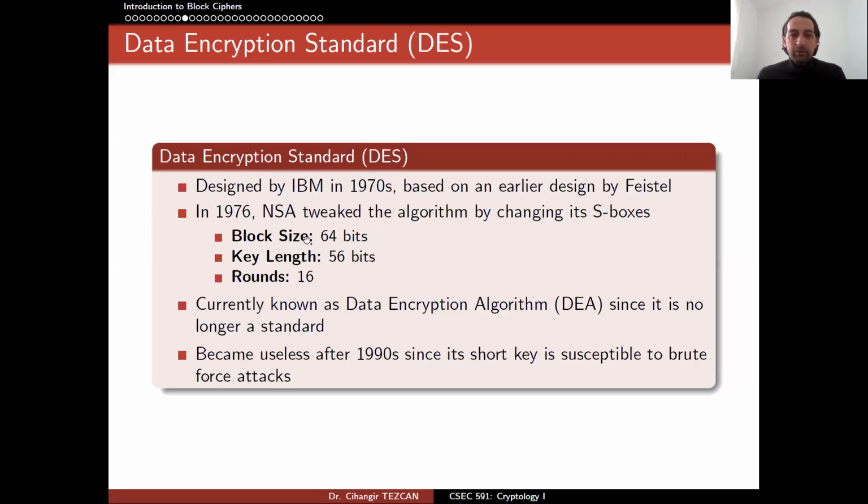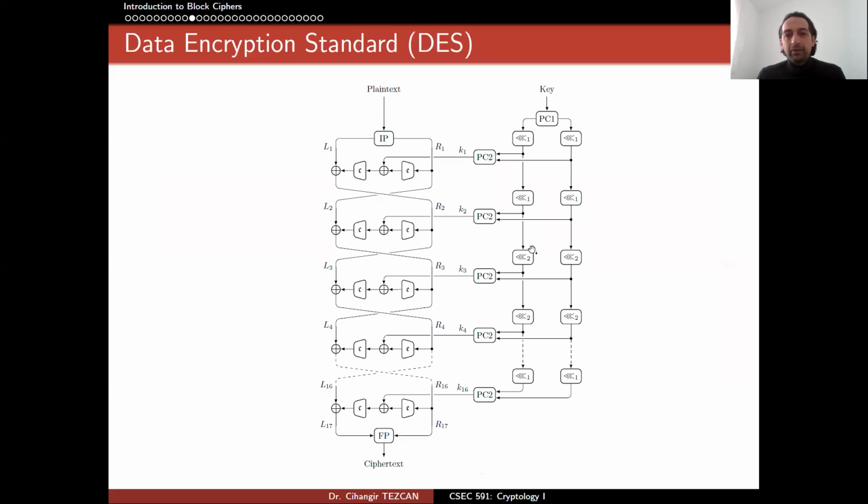In this algorithm, the block size is again 64 bits, but the key length is really short. It is 56 bits and there are 16 rounds. It is currently known as the Data Encryption Algorithm, DEA, since it is no longer a standard. And it became useless after 1990 since its short key is susceptible to brute force attacks. So it's pictured like this.